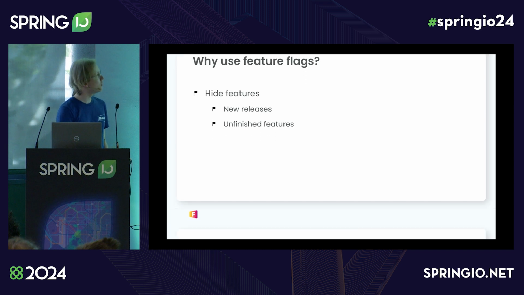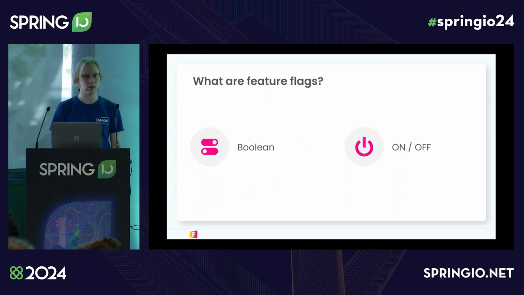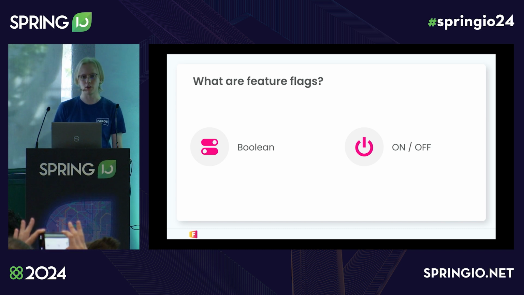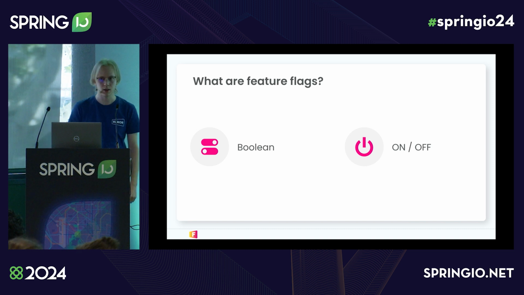Let's see. Now, what are feature flags? Well, that's actually a very simple question with a very simple answer. They're booleans, right? It's a true or false. You're saying yes, you can do something, or no, you cannot do something. Now, of course, in practice, there's a lot more to it, and feature flags have evolved over the years to be more than just this boolean, but I'll come to that later.